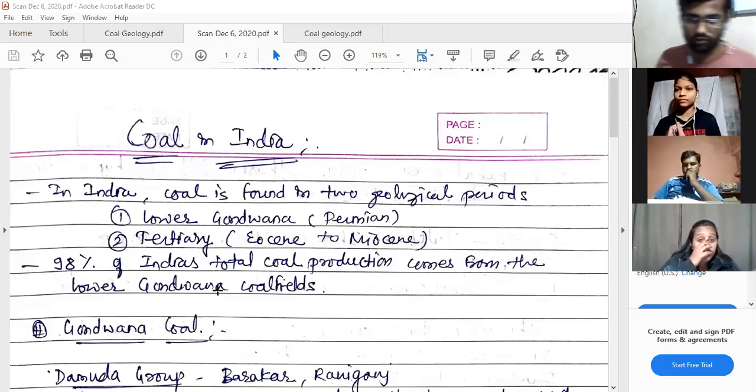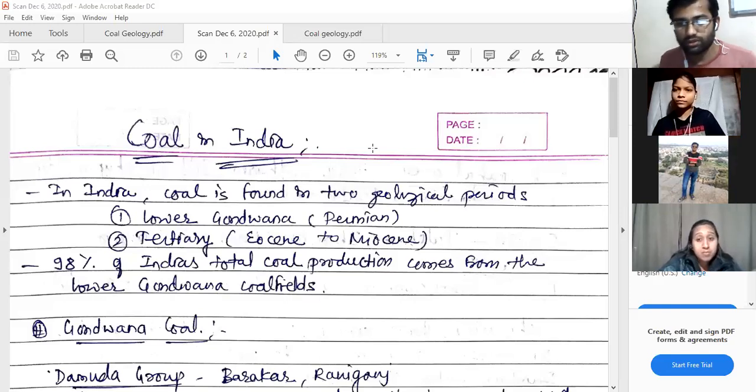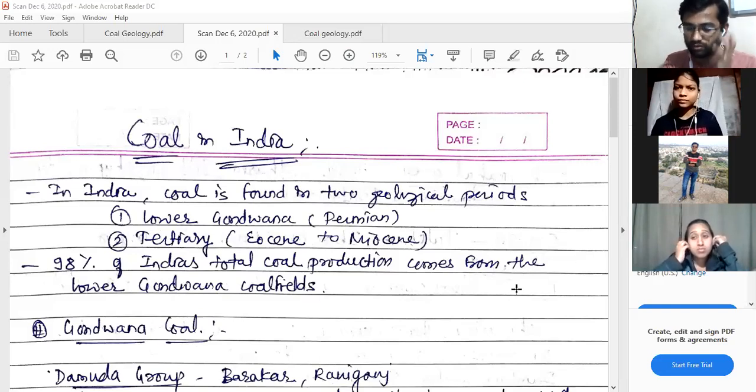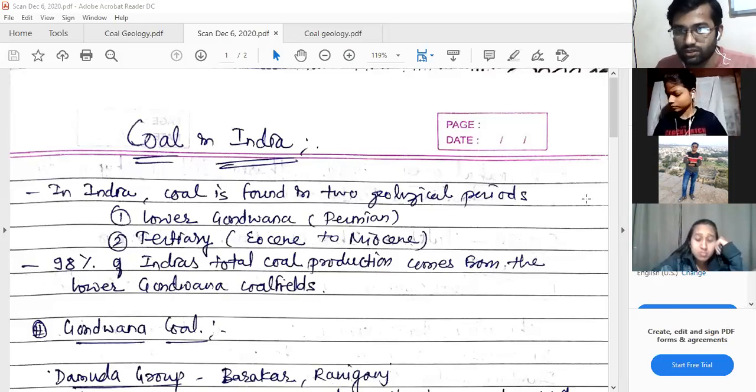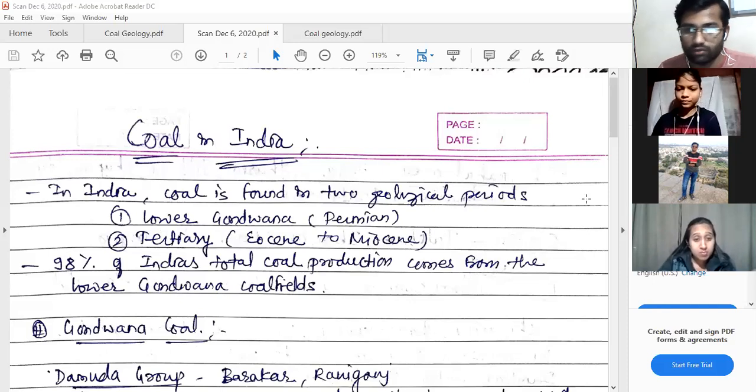Okay, now we have to see the coal deposits of India, or coal in India. In India we have two types of coal. One is your Gondwana coal, Permo-Carboniferous, and another one is lignite, that is tertiary coal. Major two varieties of coal we are having. Our Gondwana coal is of good quality, up to bituminous level, or subbituminous level you can say.